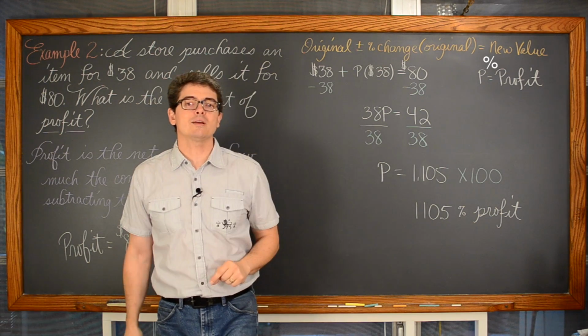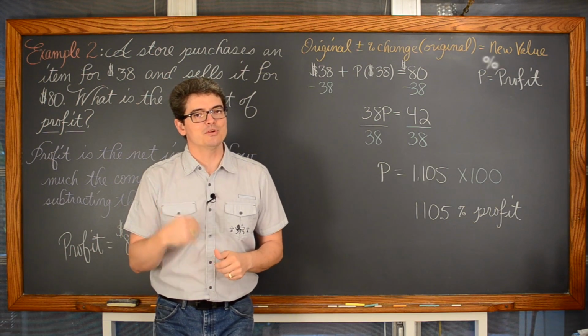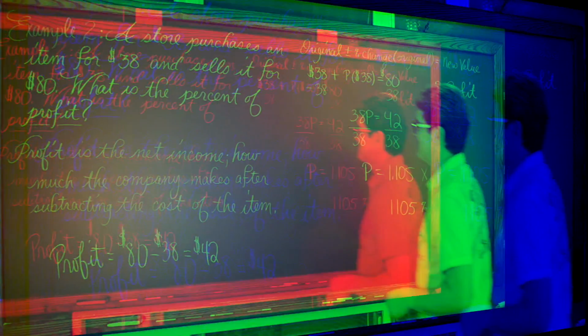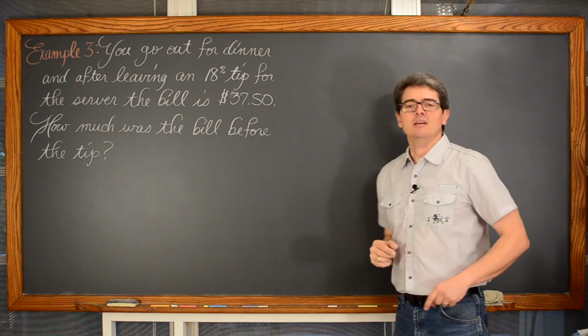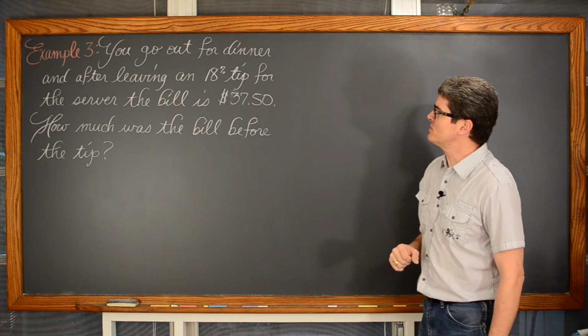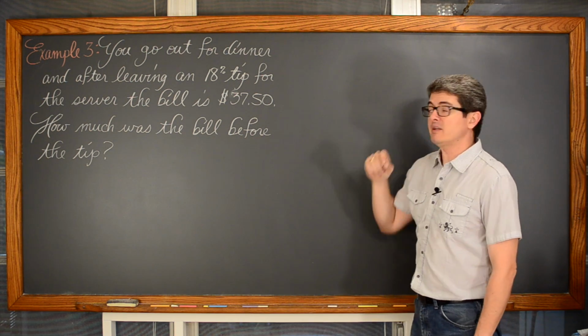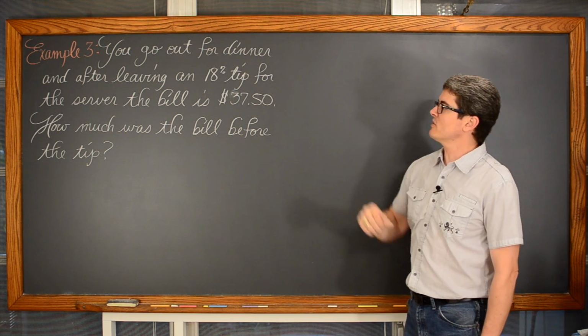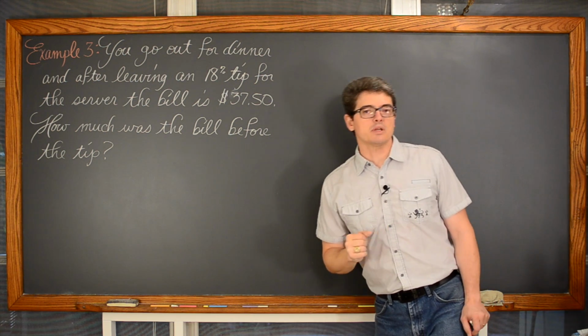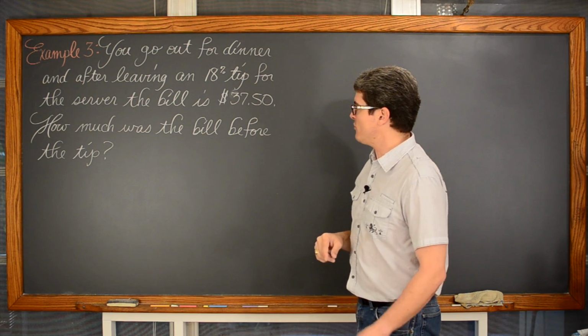We got one more example, but I'm going to do that as well, two different ways. It's the last example. You go out for dinner, and after leaving an 18% tip, the service was pretty good, you tip the server. The bill is $37.40. How much was the bill before the tip?